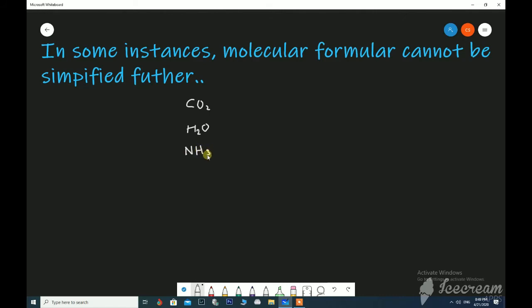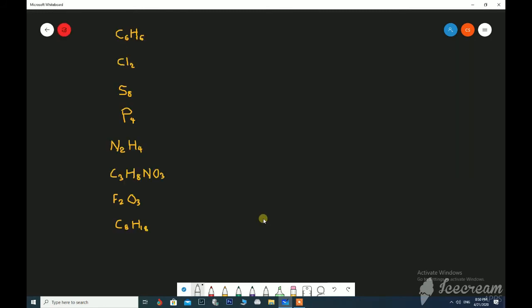Right, what can you see here? Yes, here we cannot simplify this molecular formula further. That means in such instances, the empirical formula is the same as the molecular formula. These are the molecular formulas and the empirical formulas are also the same as them. Let's try to write the empirical formula for each of these molecular formulas.